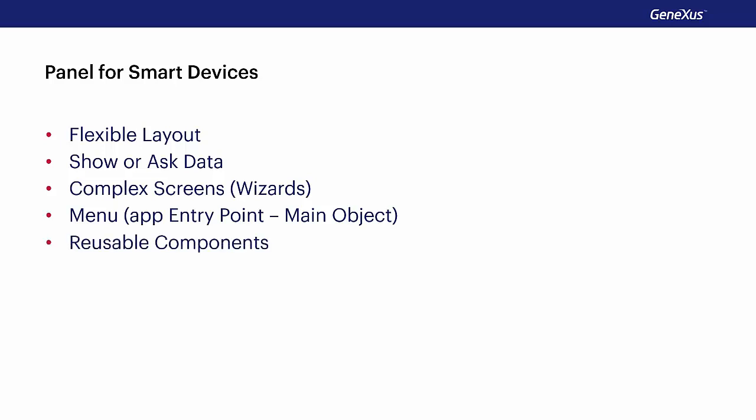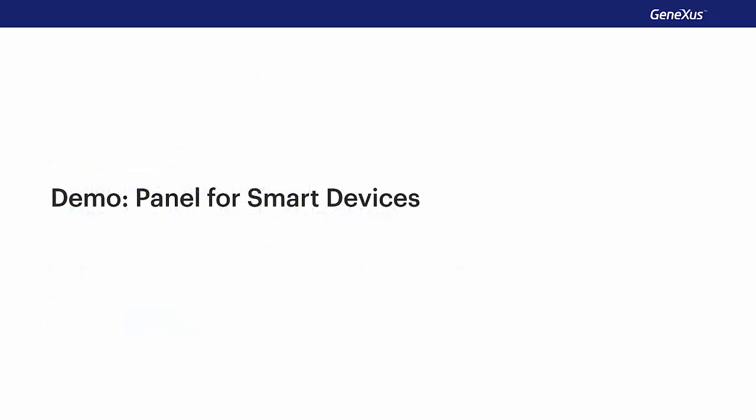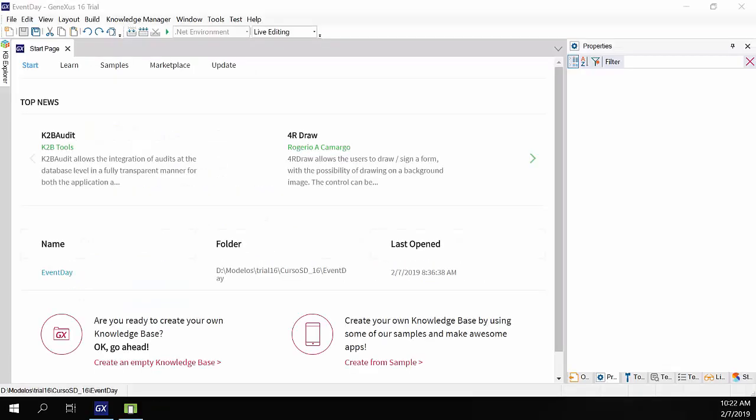We'll see this in detail in the advanced level. We can use it to show information returned by data providers or REST services. Multiple grids can be implemented, and many other uses that you'll find besides these mentioned here. Let's see an example in GeneXus.